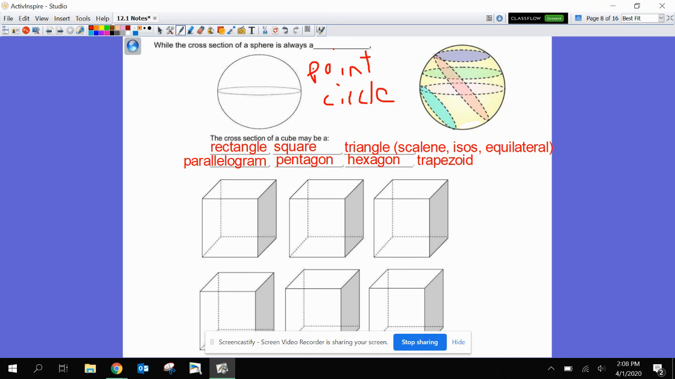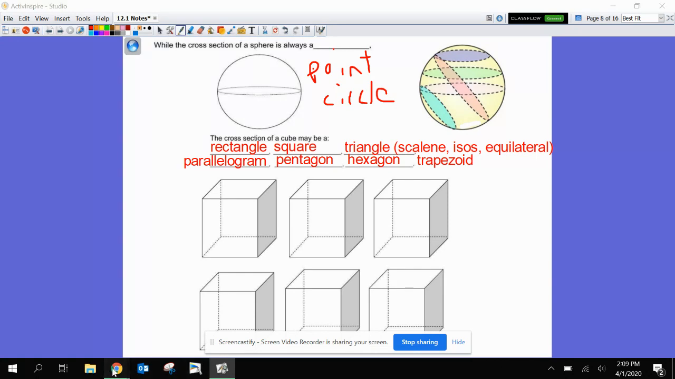Your common cross sections are a rectangle and a square. You could get all types of triangles: the scalene, isosceles, or equilaterals. We'll just say triangle generically. You can also get trapezoids, parallelograms, pentagons, and hexagons. Some of you will be able to see the square cross section, and the rectangle cross section. Most of us will be able to see a decent amount of these. Those make sense to us, but it might be hard for some of us to visualize the pentagon or the hexagon cross section.